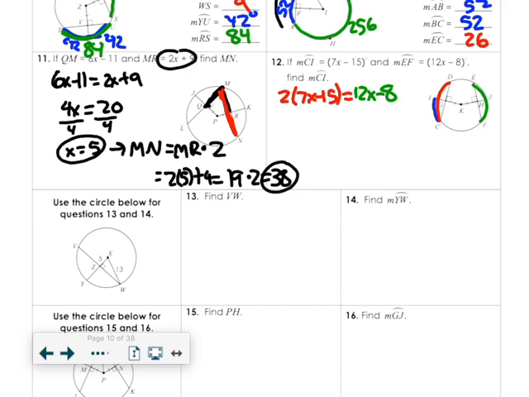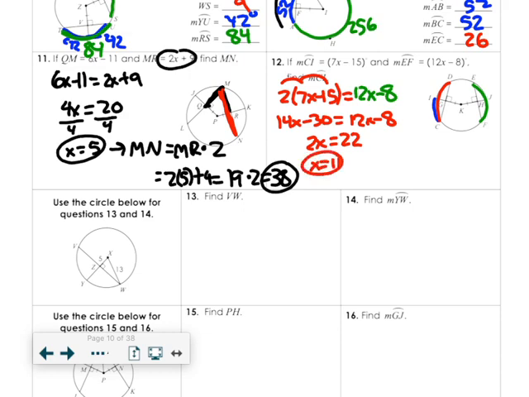Okay? So make sure you distribute right here for your algebra. We have 14x minus 30 equal to 12x minus 8. If I subtract 12x from both sides, I get a 2x on the left, and add 30 to the other side. Negative 8 plus 30 is positive 22. Divide by 2. That tells me that x is 11.